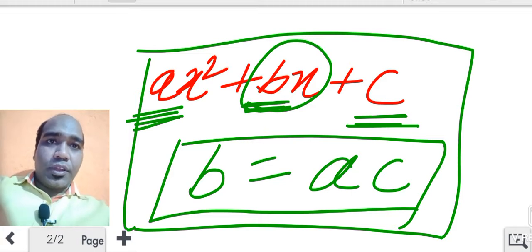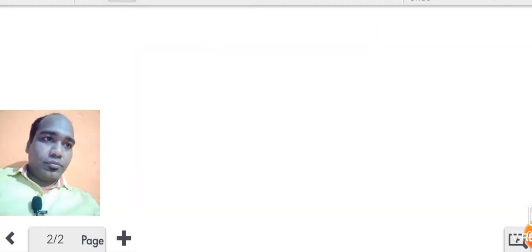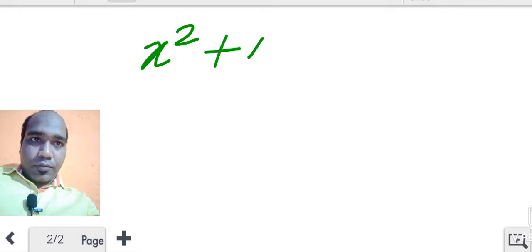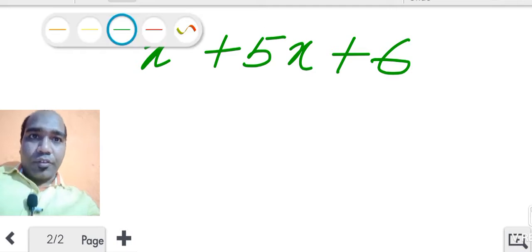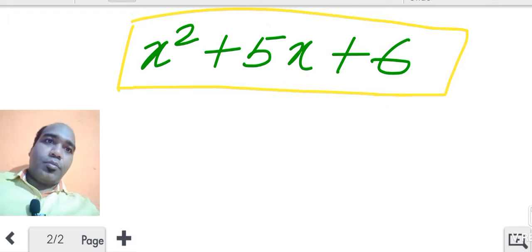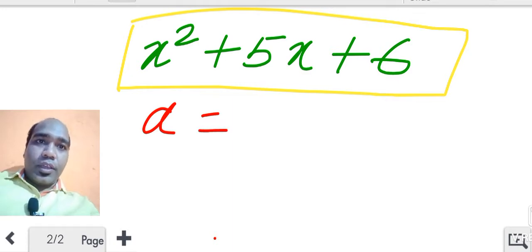So I'm taking one example to solve this, a very easy example. I'm taking x square plus 5x plus 6. We have to factorize this polynomial. So how will we factorize? What is our a here? Our a is with x square. What is multiplied? Nothing is multiplied, that means 1.